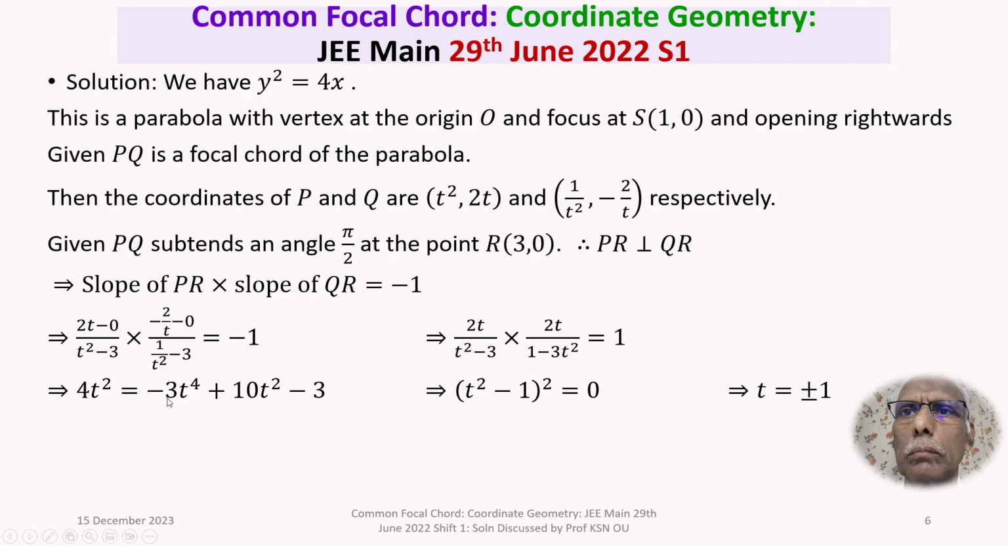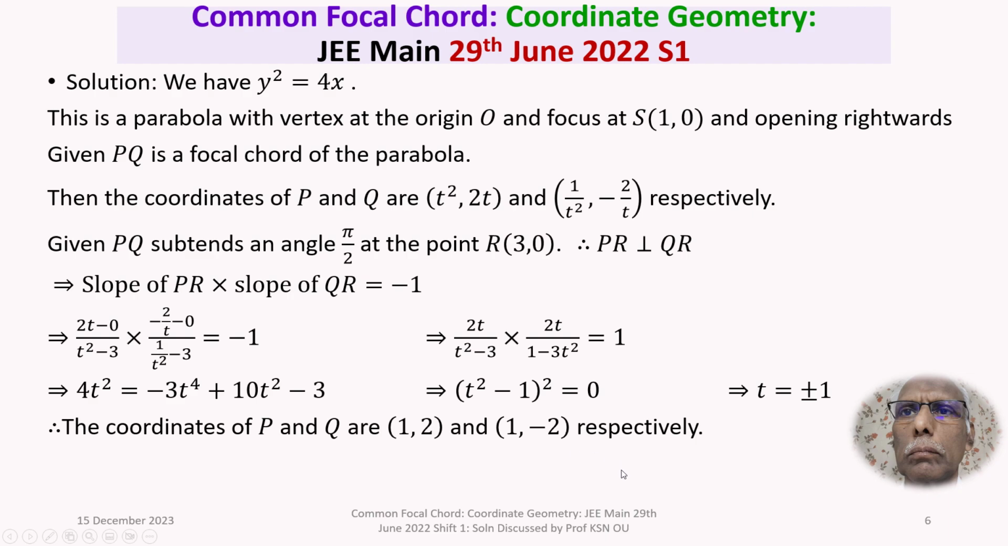4t square is equal to minus 3t to the power of 4 plus 10t square minus 3. This will imply (t square minus 1) whole square is equal to 0, and it will give you t is equal to plus or minus 1. If you take t is equal to 1, then the coordinates of P are (1, 2), and that of Q is (1, minus 2). Even for t is equal to minus 1, it is the same. So the coordinates of P and Q are (1, 2) and (1, minus 2) respectively. Now we go to the next slide and talk about the ellipse and its common focal chord.